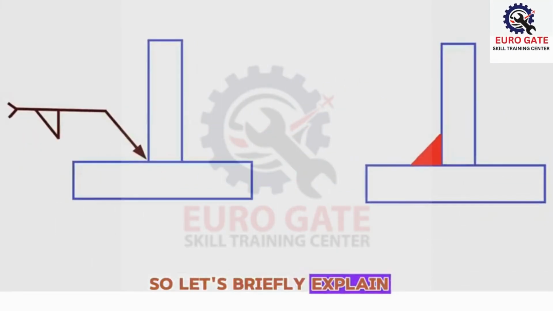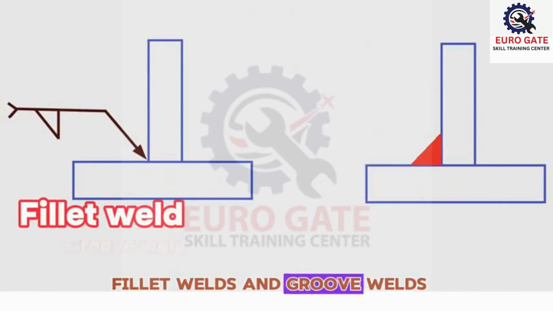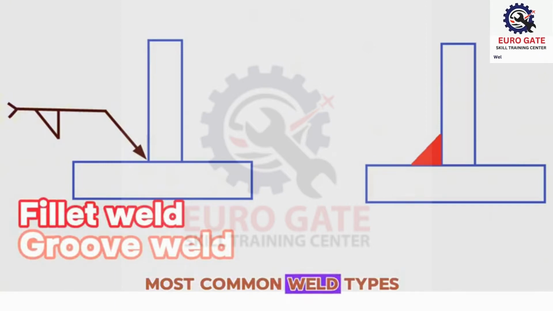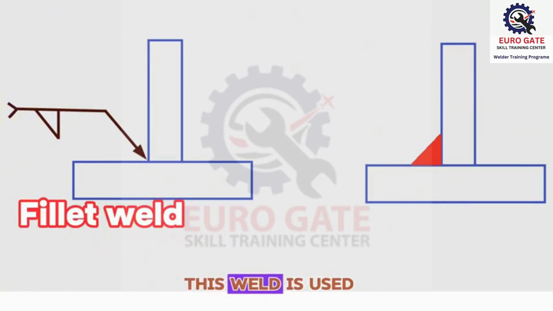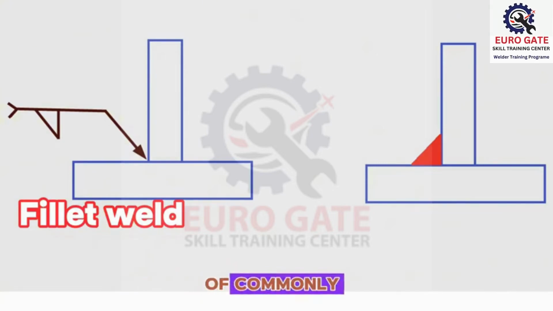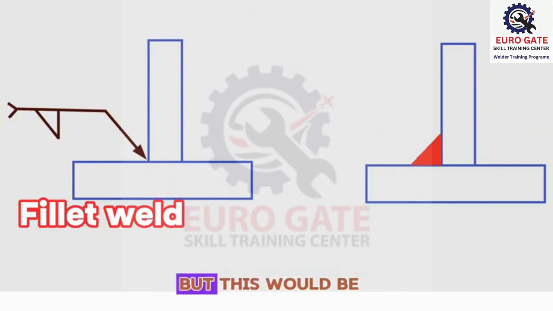So, let's briefly explain each one of the basic weld symbols. Fillet welds and groove welds. Fillet welds are one of the most common weld types in the industry. This weld is used when the joint has two members coming together to form an intersection of commonly 90 degrees. These welds can be applied on varying angles, but this would be the most prominent.